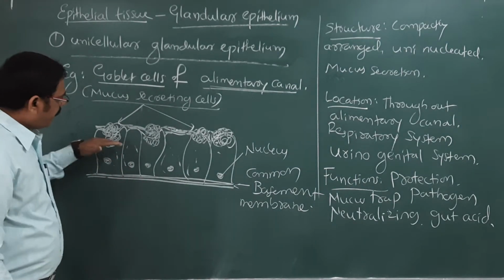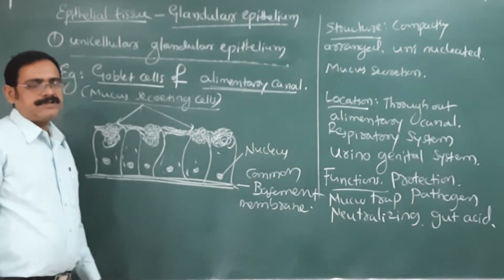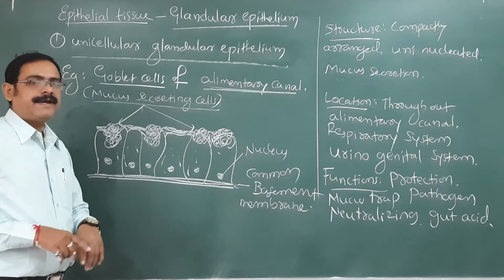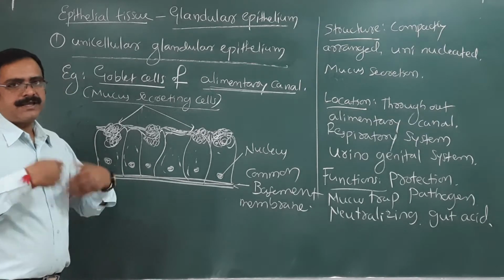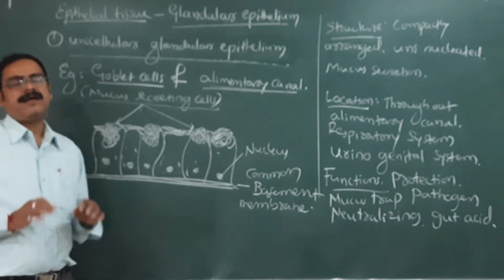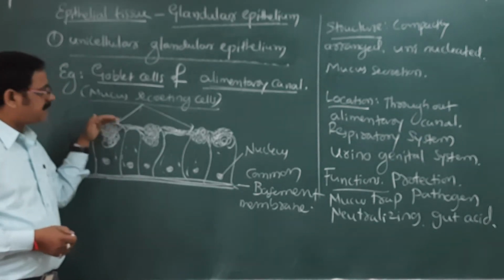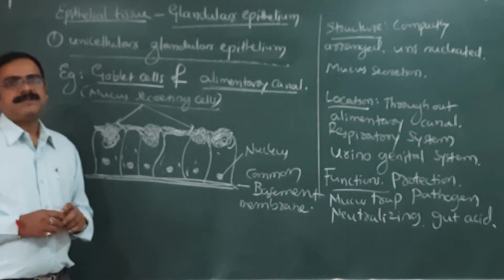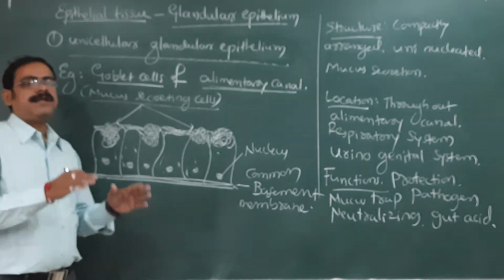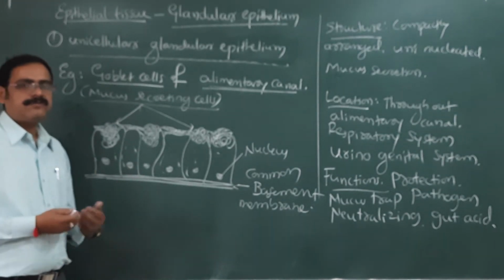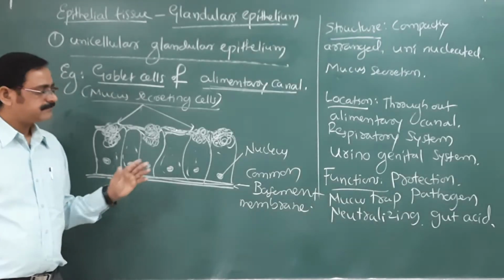Location: we find this kind of cells in the respiratory tract, in the digestive tract, even in the reproductive tract and urinary tract. Wherever they are present, imagine you are breathing and inhaling certain bacteria, pathogens or dust particles. As they go into the respiratory system, mucus is present that will trap that pathogen or dust particle and avoid infection. The same thing applies to the genital or reproductive system, as well as the digestive system. Other than that, they provide protection.